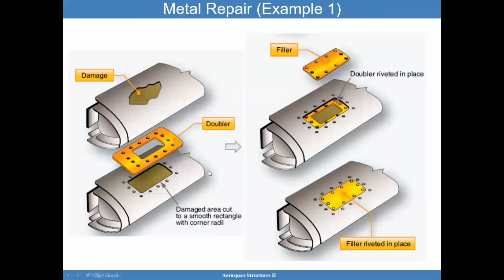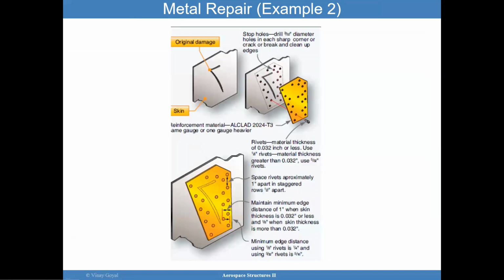Here's an example of repair. So here's the damage, and then you put the doubler down with these bolts. And here's another example of having an area where from the back side you have a plate, from the top side you have a plate, and then you rivet the feeder in place. So here's another example. Here's a crack, and then you'll bring this piece in there and bolt it in.